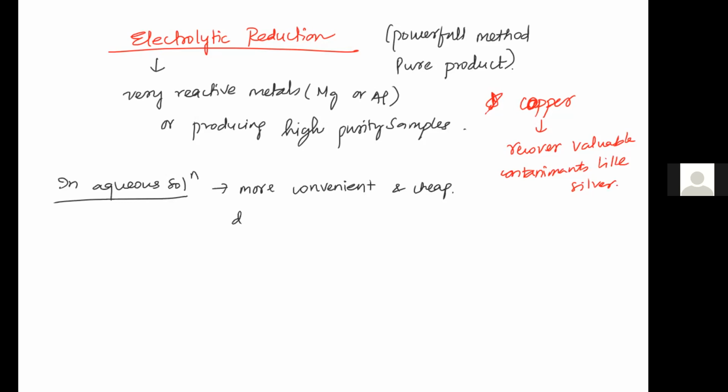And the products do not react with water here, then you can use it. So which metals? Copper and zinc are obtained with this method, by electrolysis of their sulfates.